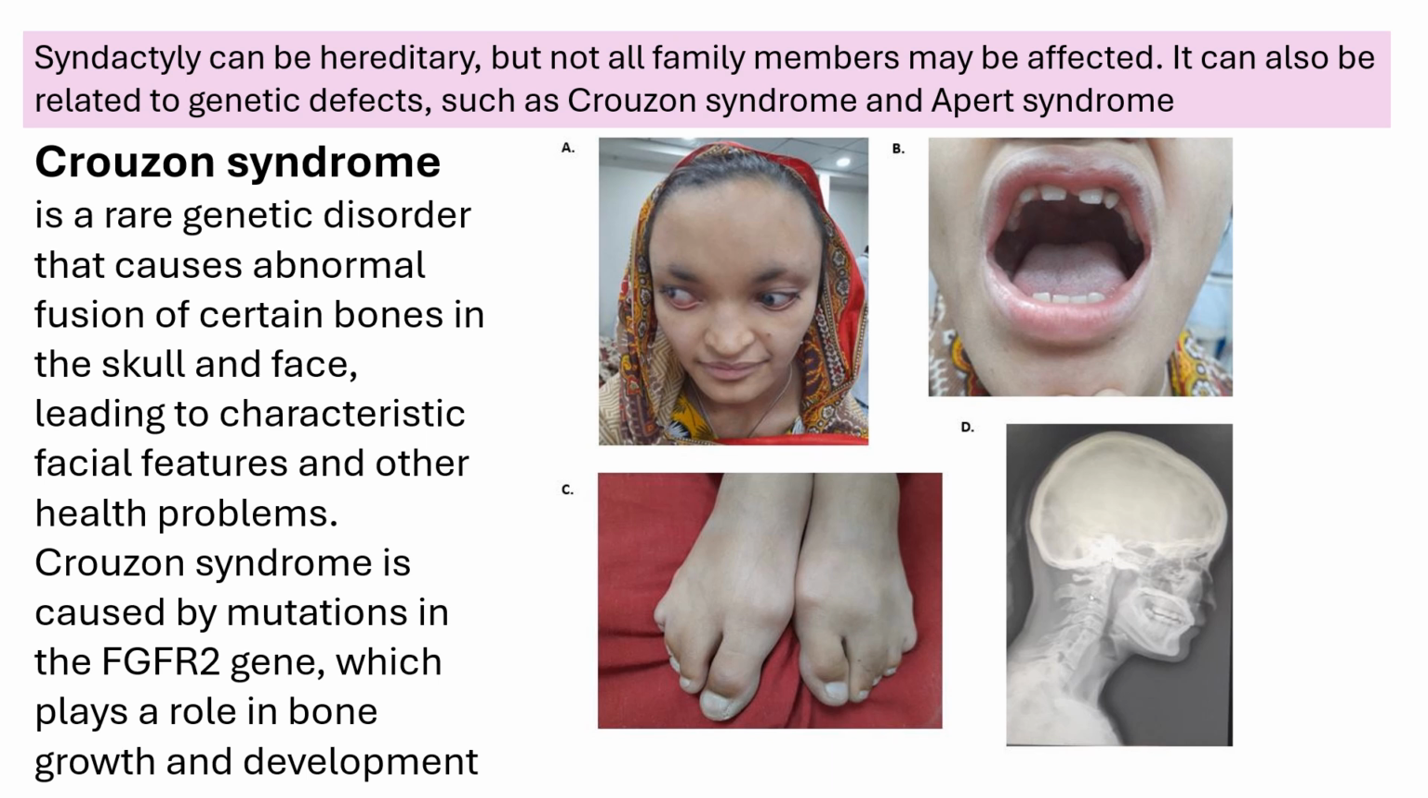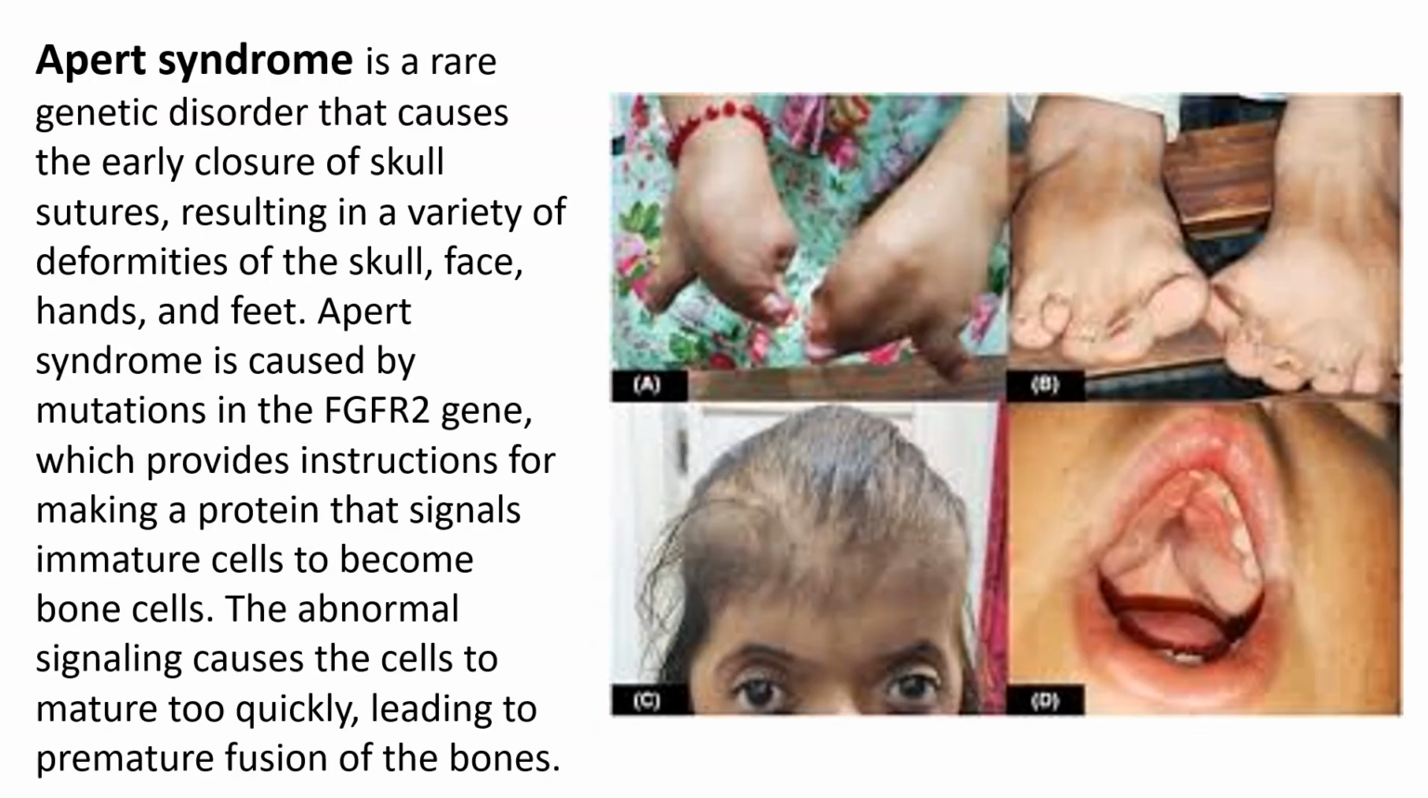As you can see, there are certain issues with regards to certain bones in the skull and the face, leading to facial features and other health problems. The bone development is uneven. Look at the oral cavity here, and you can see the face and the structure. This is Apert syndrome. Apert syndrome is a rare genetic disorder that causes the early closure of the skull.